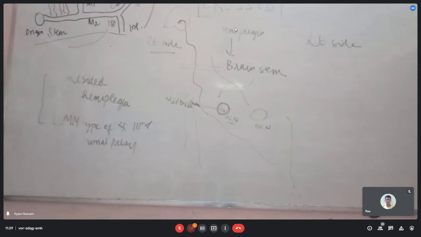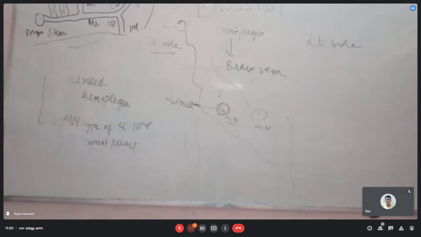We talked about the exact features that we have to look for. If the weakness is more in the arms than in the legs, then you know this will be in the superior division of M2. If it is more in the legs, less in the arms, you know this is localized to the anterior cerebral artery. If there is Wernicke's aphasia, you know this is inferior division of M2. If it is Broca's aphasia, this is again localized to the superior division of M2.